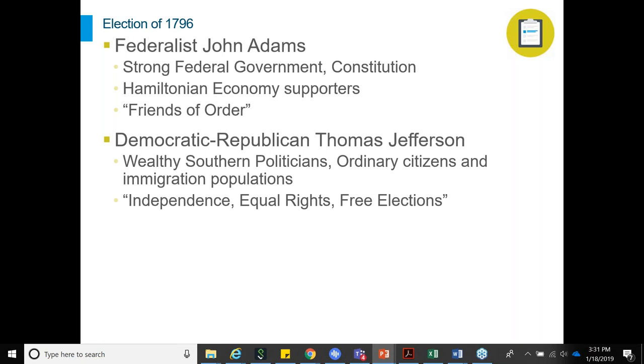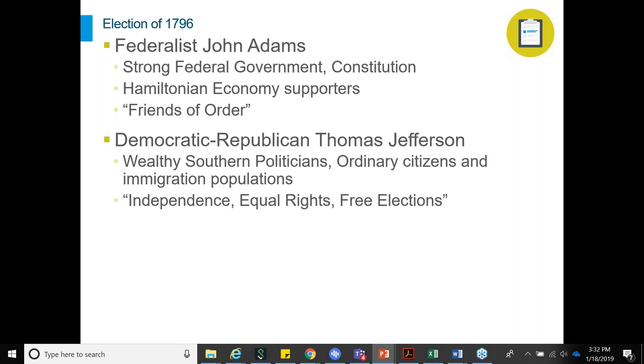Both of these parties came into power over the French Revolution, and we see their tendencies based on the ideas of the French Revolution. The Federalists were astonished and disgusted by how the French governed, because of the disorder that happened because of the Reign of Terror. Democratic Republicans wanted more revolution, wanted to see more rights for the lower classes, and were willing to have violence because of that. And so their quote, independence, equal rights, free elections, is where they're coming from.